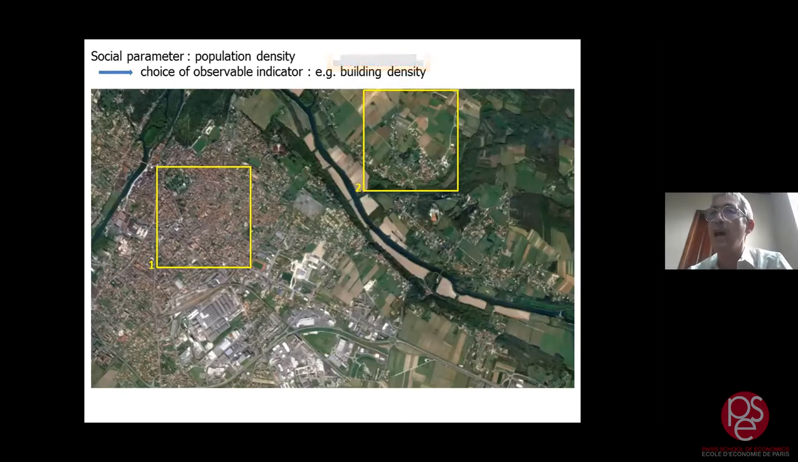So the question is, how can we use the human traces visible in satellite imagery to have an estimation of population density? So we need, once again, to choose an observable indicator. In this case, the observable indicator in this first example is building density. I recognize that this is a poor indicator because I don't know how many people live in each house. But if I take this yellow square, this is one square kilometer, I guess that there are more people living in this square, number one, than in the square number two.